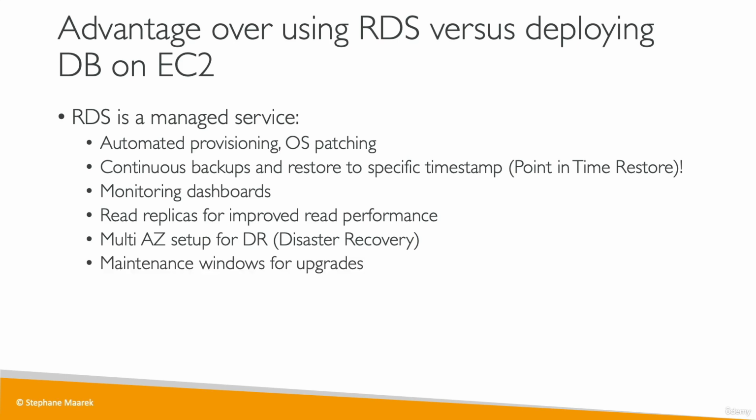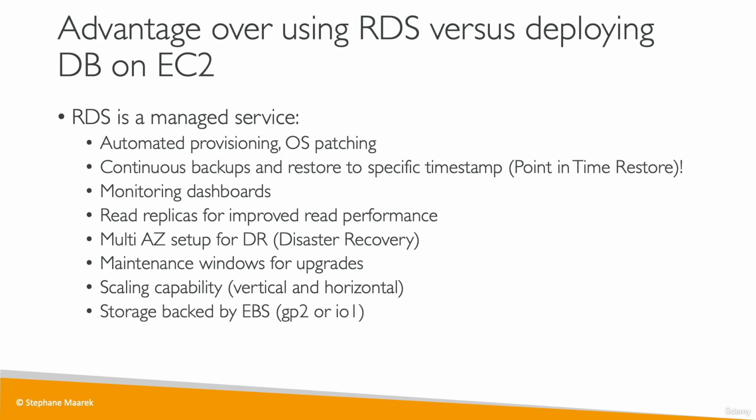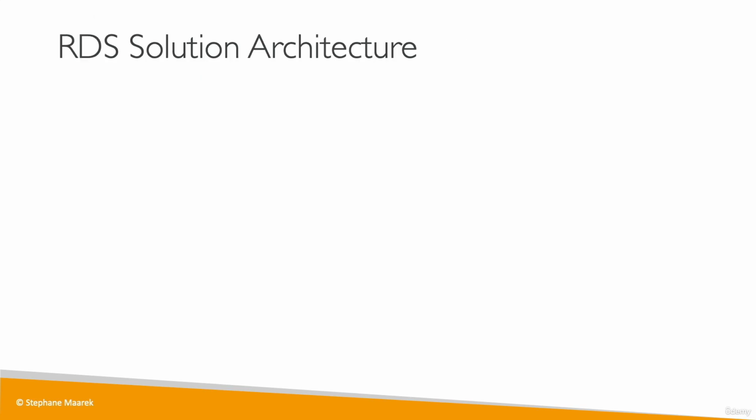And finally, we can set up maintenance windows for upgrades, and we can scale vertically and horizontally. The storage is going to be backed by EBS, would it be a GP2 type or IO1 type volume. And the only thing that we cannot do with an RDS database is that we cannot SSH into your RDS database instance, okay? We're just using the service. AWS manages entirely the database for us, so we cannot use the SSH utility to see what's going on within our database.